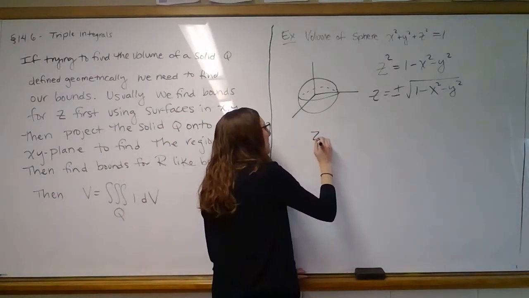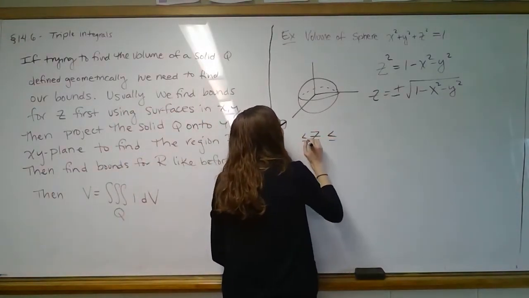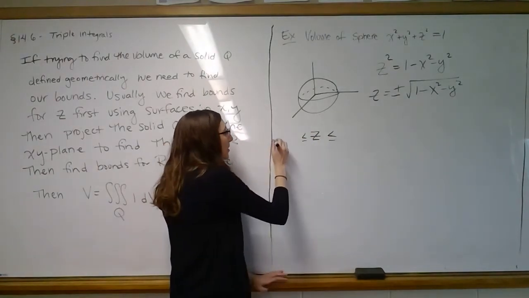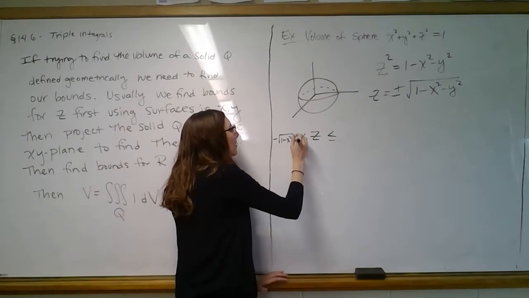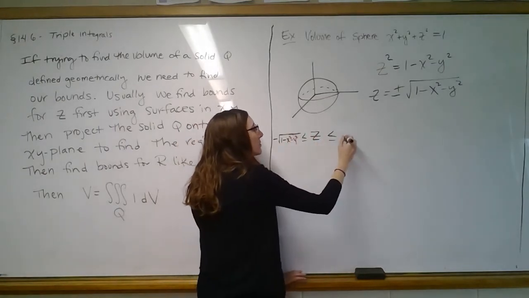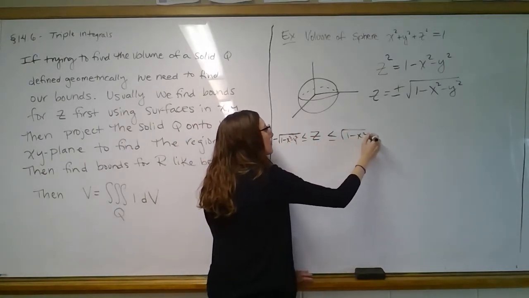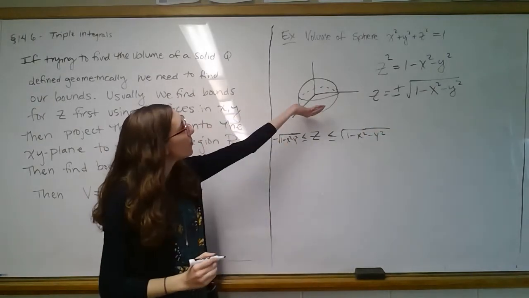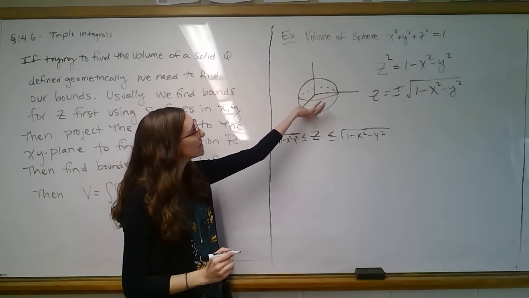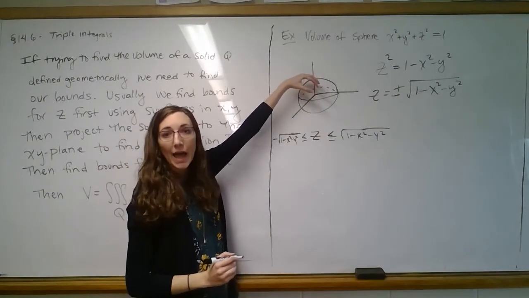So z goes from the negative of that square root to the positive of that square root. So we're kind of going from the bottom hemisphere to the top hemisphere.